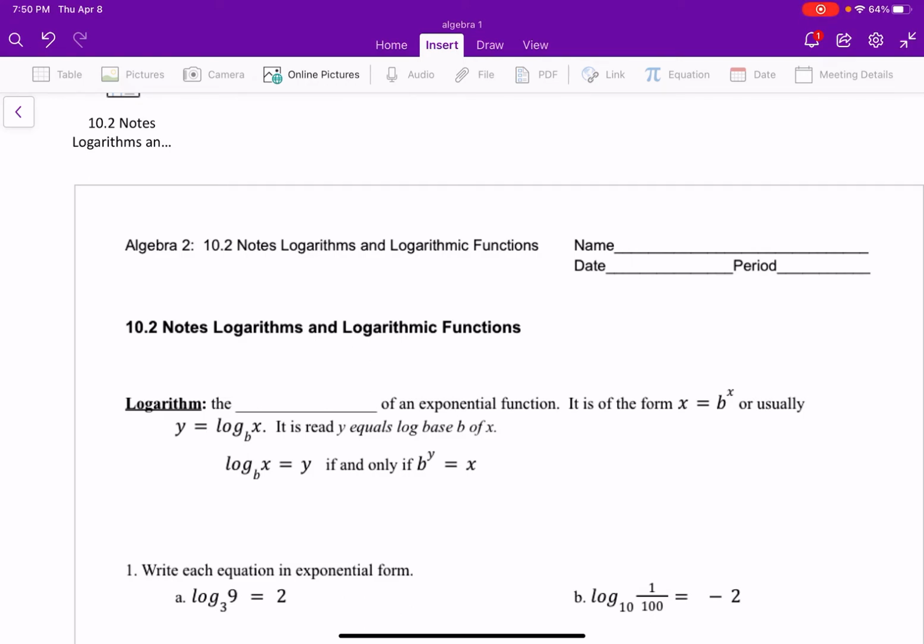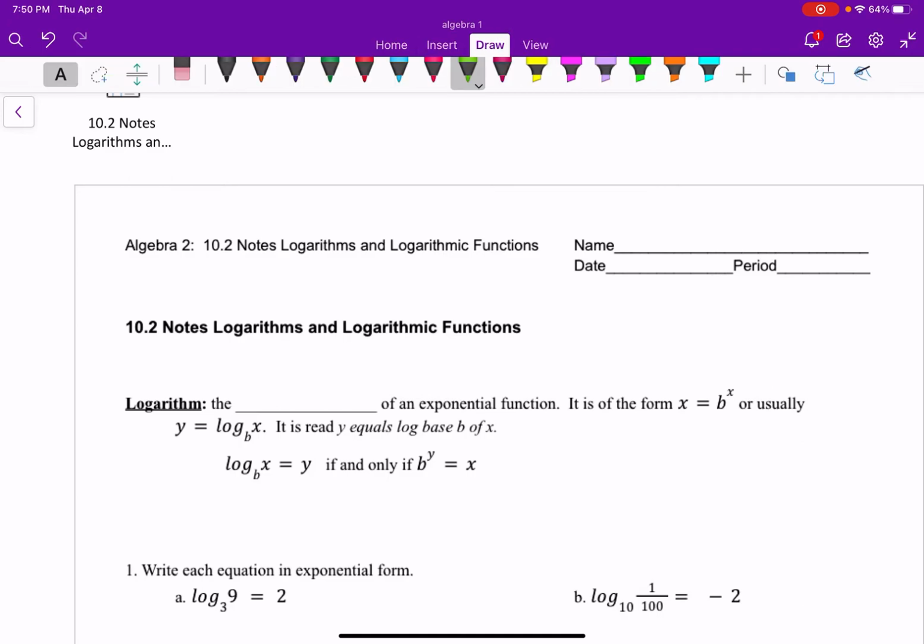Okay, today's the day you've been waiting for. You've always wanted to know how to get a variable out of the exponent. Instead of just doing guess and check or making a table of values, there is an opposite operation that will get a variable out of the exponent, and that's called a logarithm.